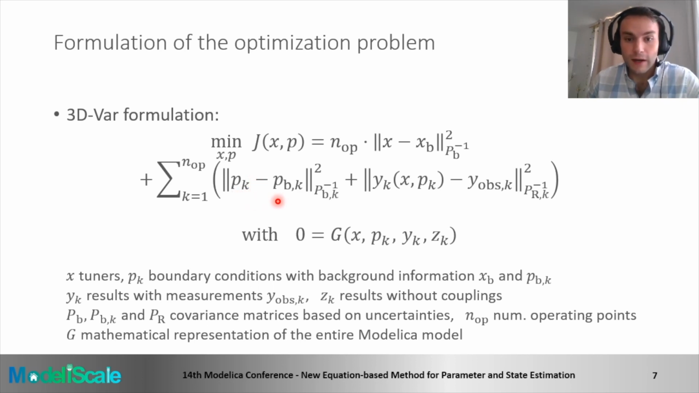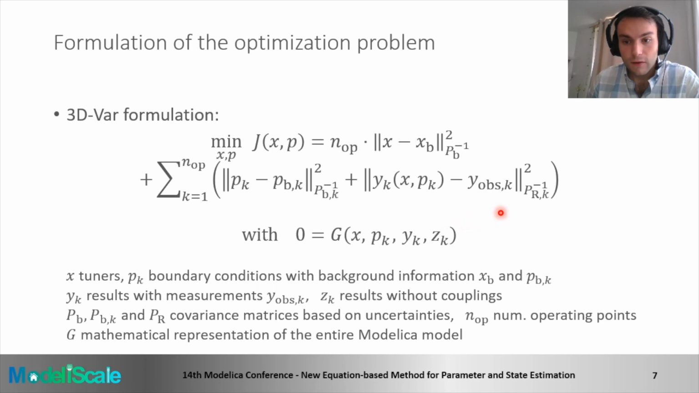Yeah, that's why we are making a difference here, and there is a sum here over the number of operating points. Because sometimes, if we consider real measurements on a system, these measurements can be obtained for different operating points. So it is important for us as well to use all this information, and that's why we make the difference between the boundary conditions and the tuners themselves that are all the same for all the operating points. So maybe in an example it can be easier to understand.